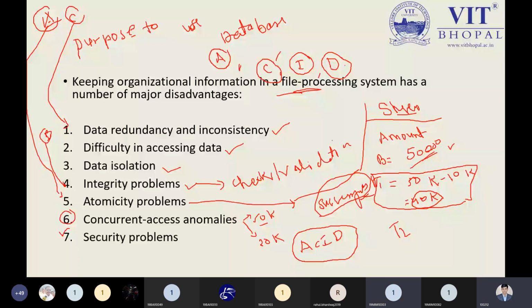Next, 19 BAI 1097 Simangi Singh. Simangi Singh, are you there? Yes, sir. Just tell me what is meant by integrity problems.